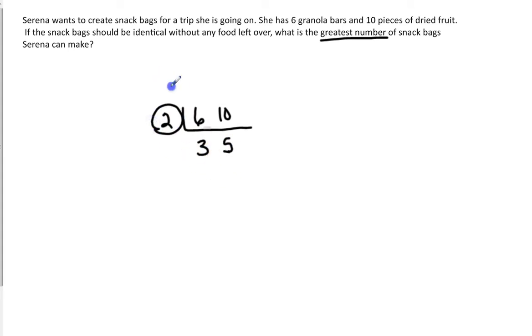This is the greatest common factor, which means that this is how many snack bags I can make. Then if I look here, my 6 was my granola bars and my 10 went with my fruit. So I can have 3 granola bars and 5 pieces of dried fruit in each of those bags.